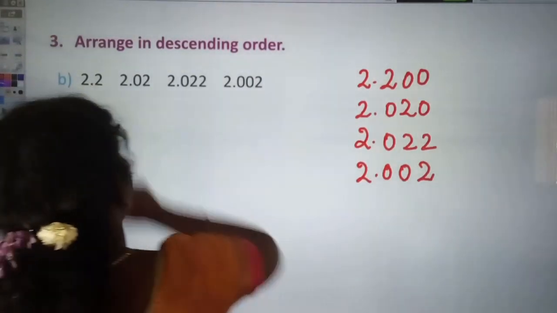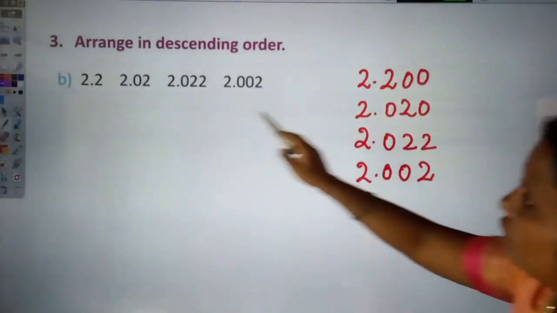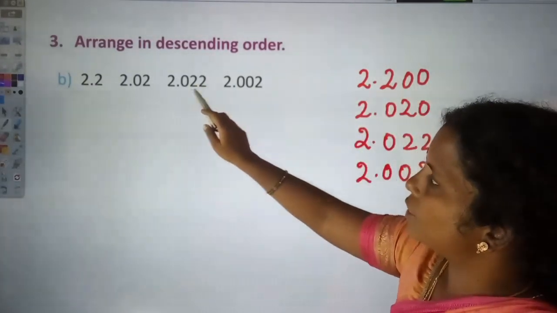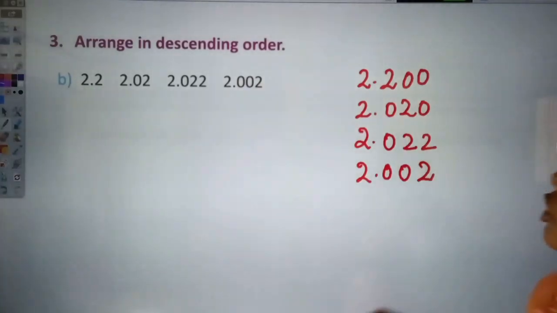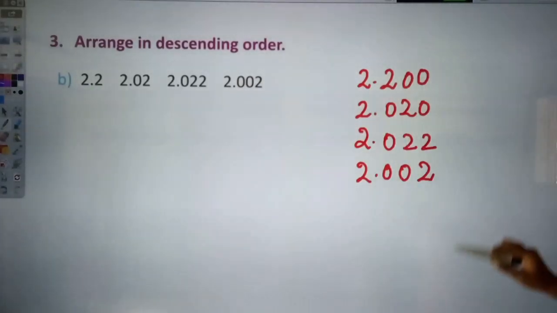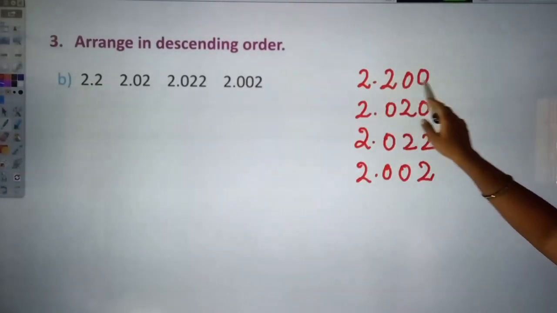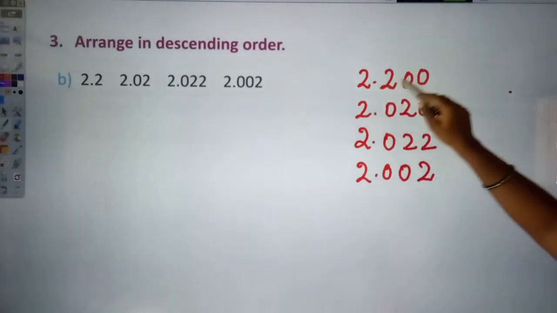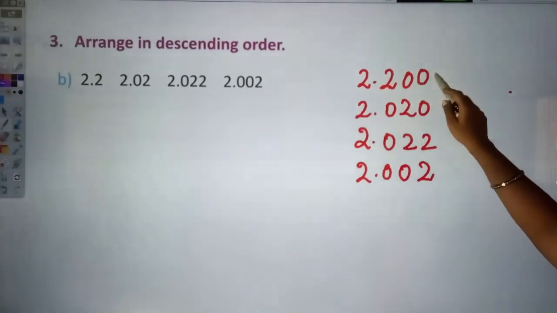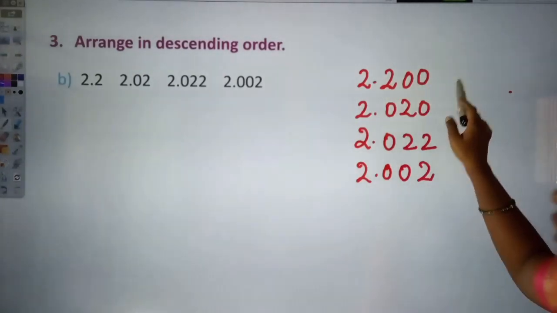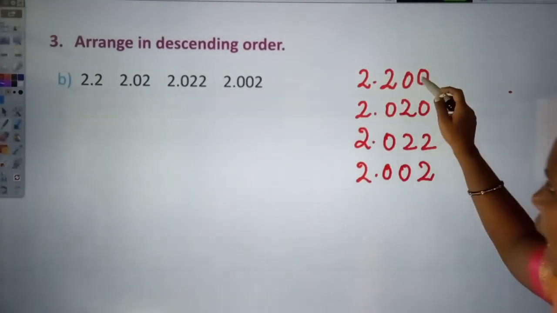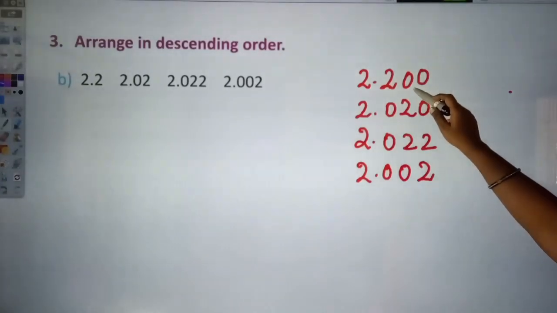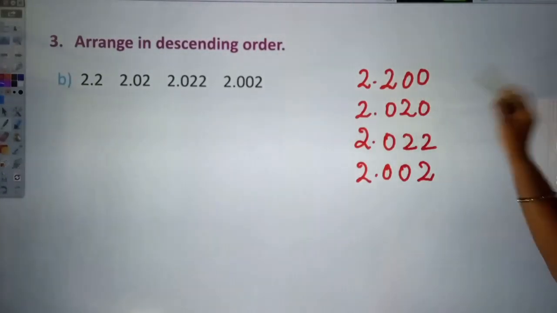See, the first number is 2.2. These numbers have 3 places after the decimal point. So we have to write all the numbers with 3 places after the decimal point. Here 2.2 is the first number. For this we have to add 0 to make it like decimals. Adding 0 at the end of the decimal places does not change the value.